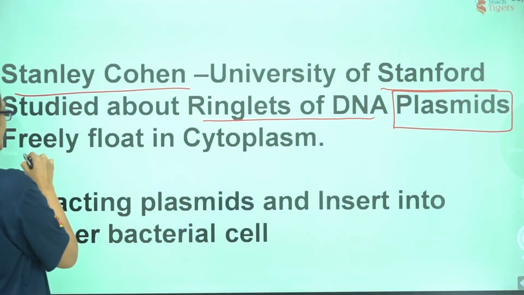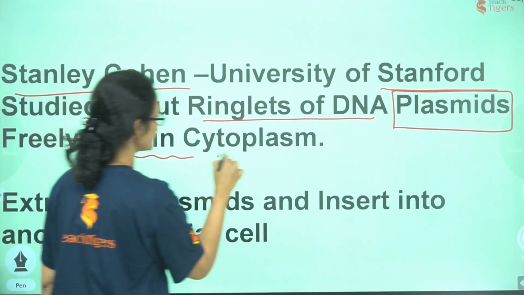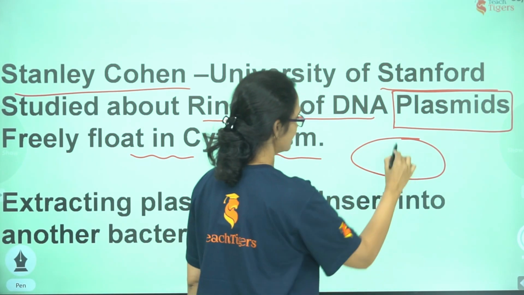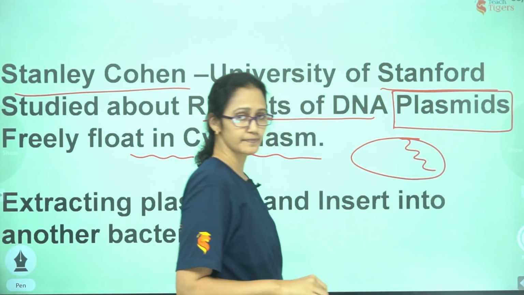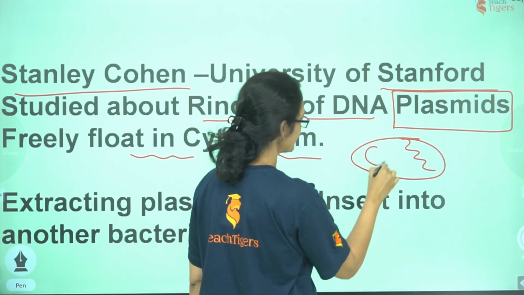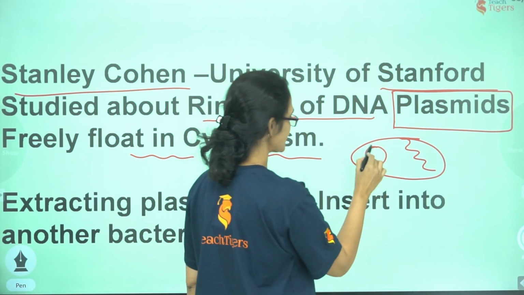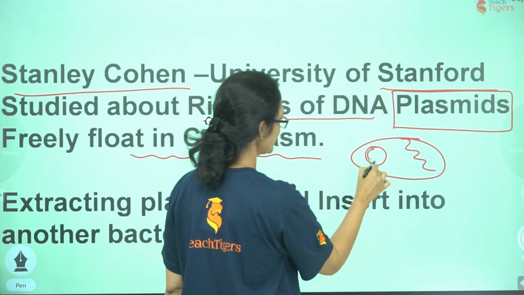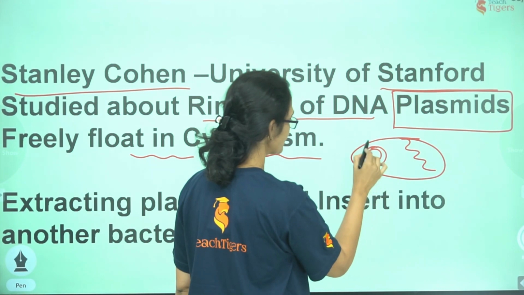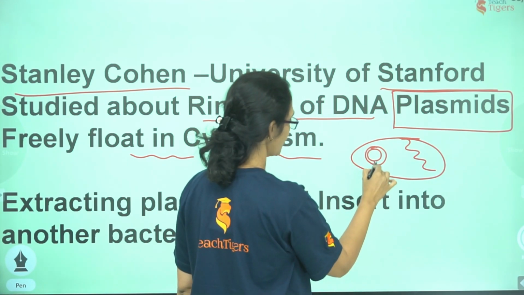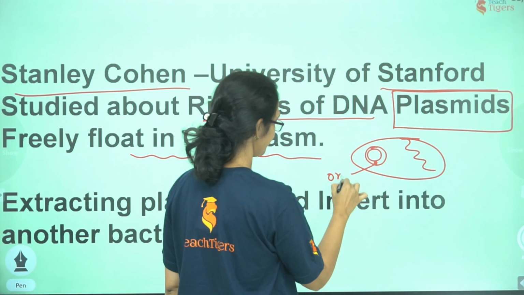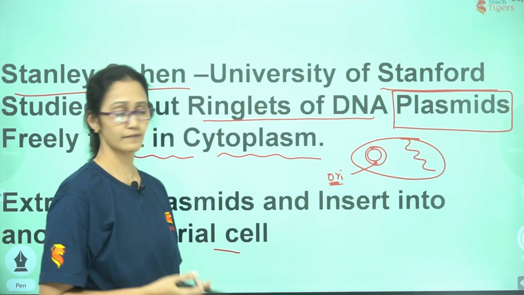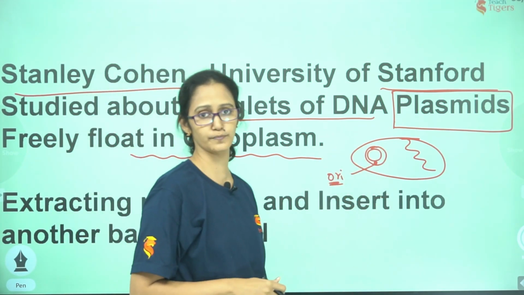And these ringlets of DNA were found freely floating in the cytoplasm. So here, if you take a bacterial cell, it has a chromosomal DNA. Apart from this, it is also having a plasmid DNA, and this plasmid DNA is called the ringlet DNA. What is the speciality of this plasmid DNA? A plasmid DNA is a small circular DNA which is having its own origin of replication. And as a result, a plasmid is capable of replicating on its own without depending on the host chromosome, right?